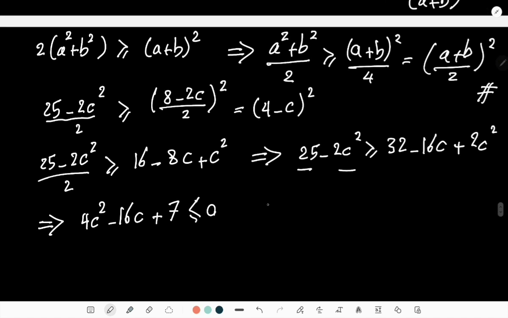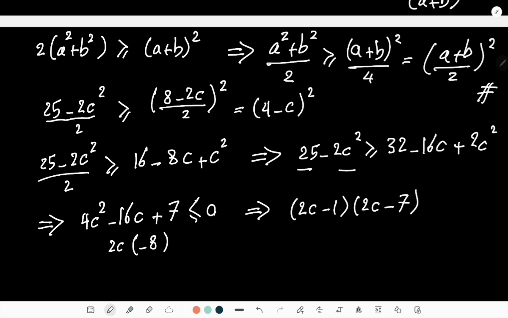So we have to factorize this expression. This is a very famous factorization technique. So then here basically this is 2c minus 1 times 2c minus 7. So this is the same as this expression, and this must be less than or equal to 0.